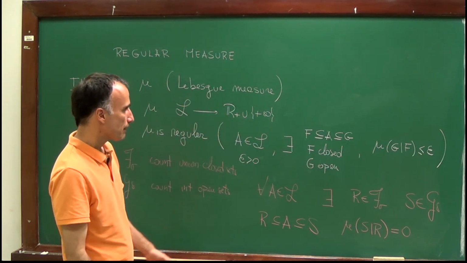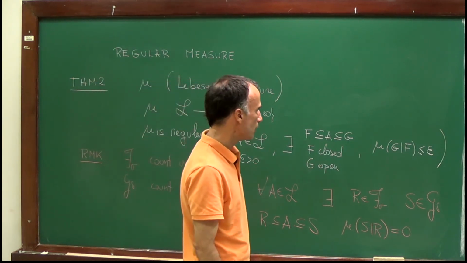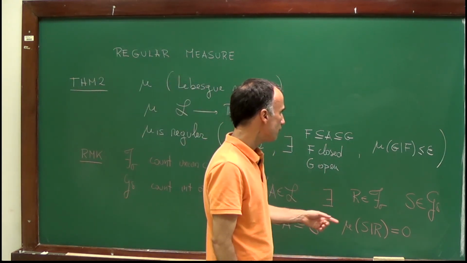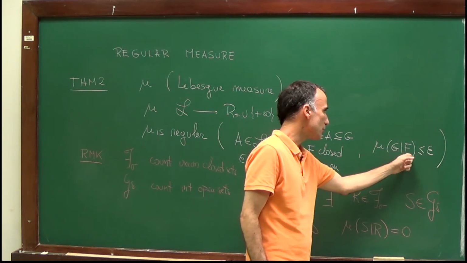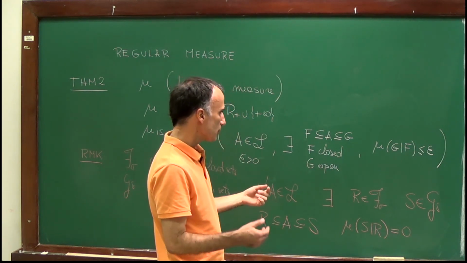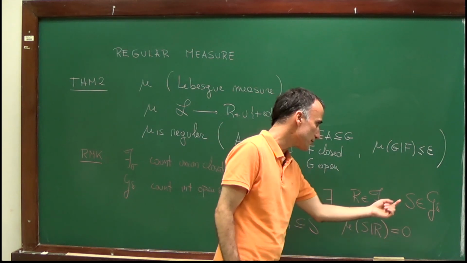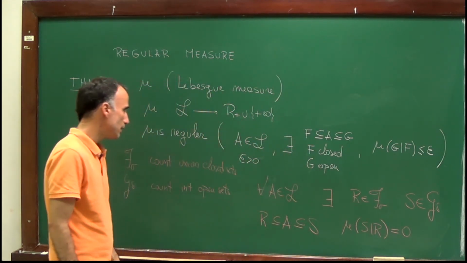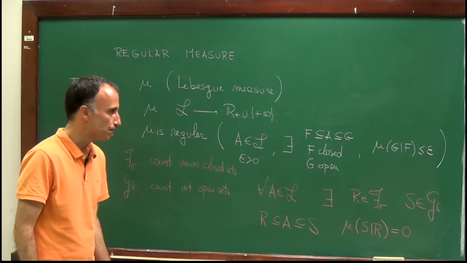Well, this concludes the remark. Let me just stress once again: if you want to approximate by epsilon, you can approximate by either closed sets or open sets. But if you want an exact approximation, then you have to go to F sigma or G delta sets. And this is the main result of this lecture.